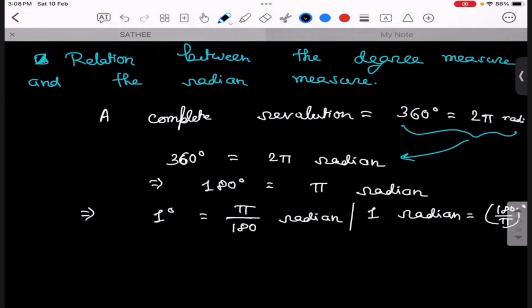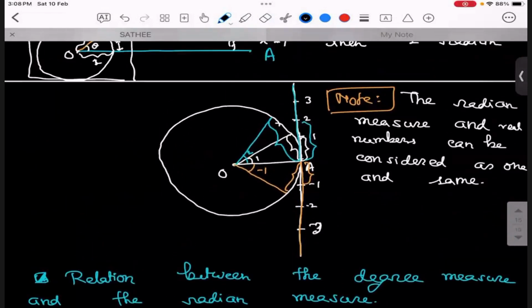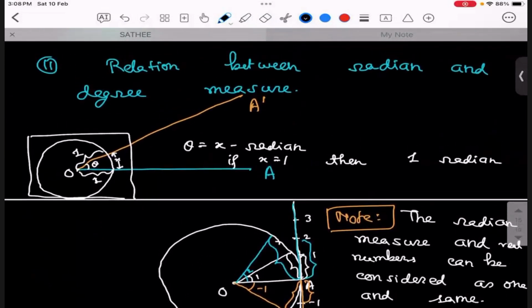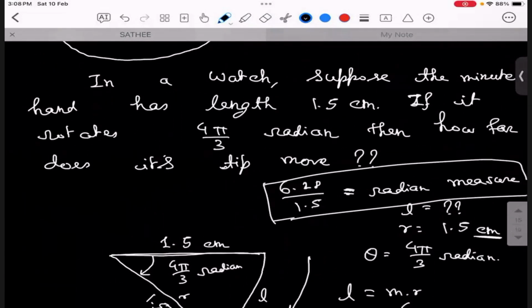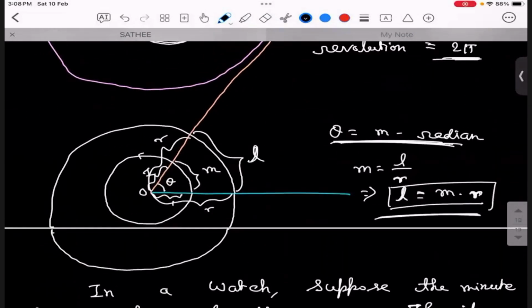Clear? Now, using this relation between two measures and the one-to-one correspondence between length and radian measure, and also in the last class we discussed a formula like this. Which one did we discuss? This formula, marked in red: l = mr, where l was the arc length, r was the radius, and m was the measure of the angle in radian.